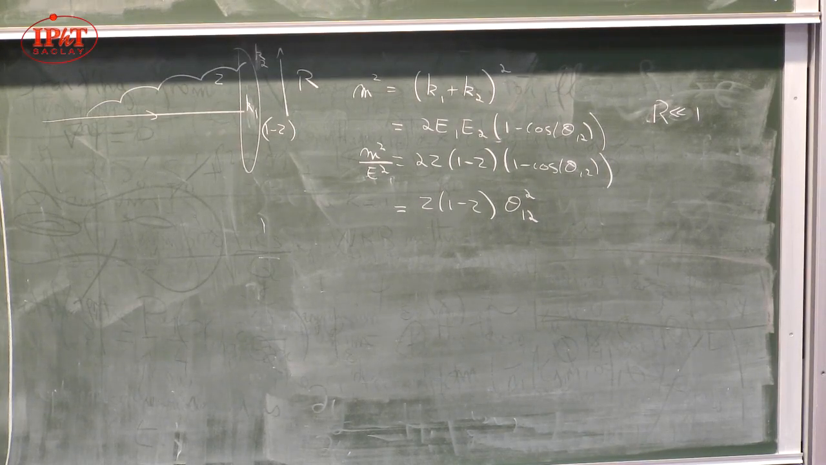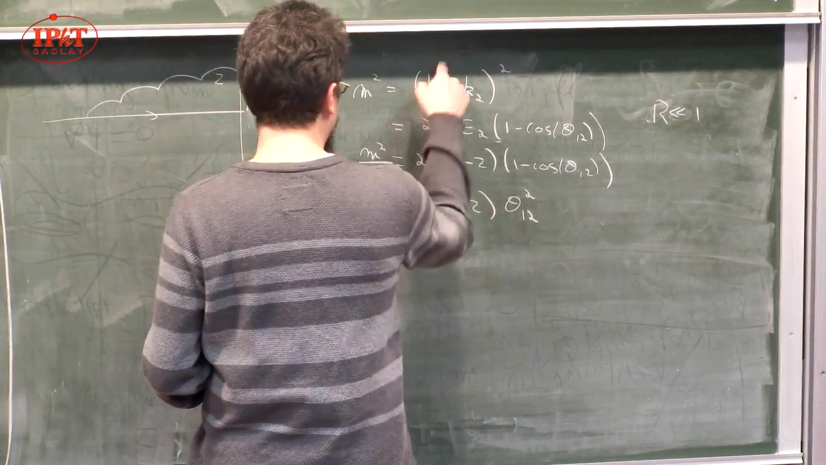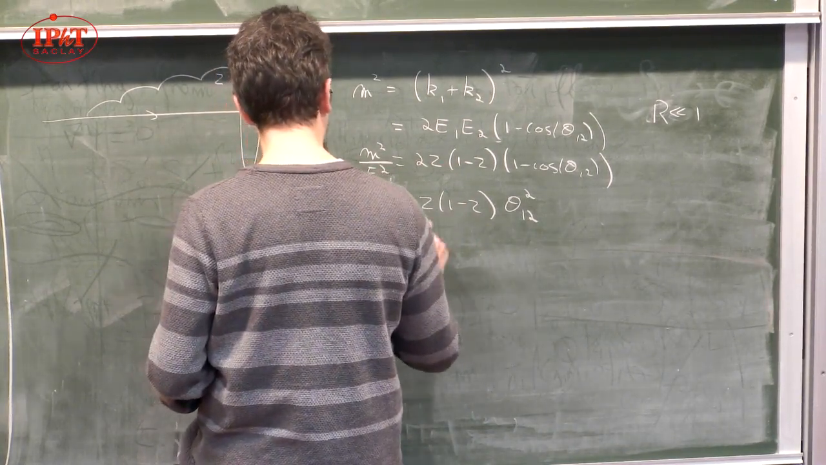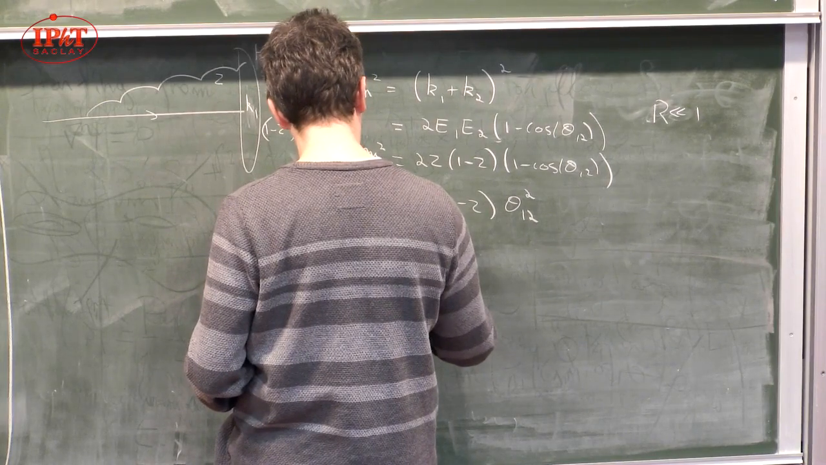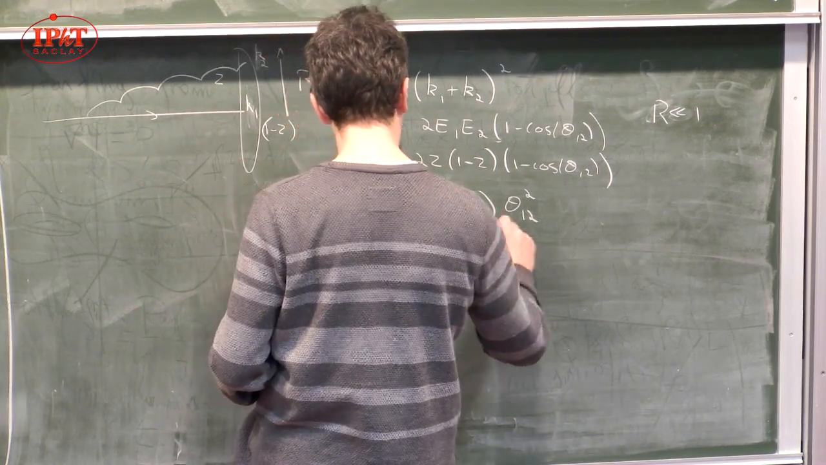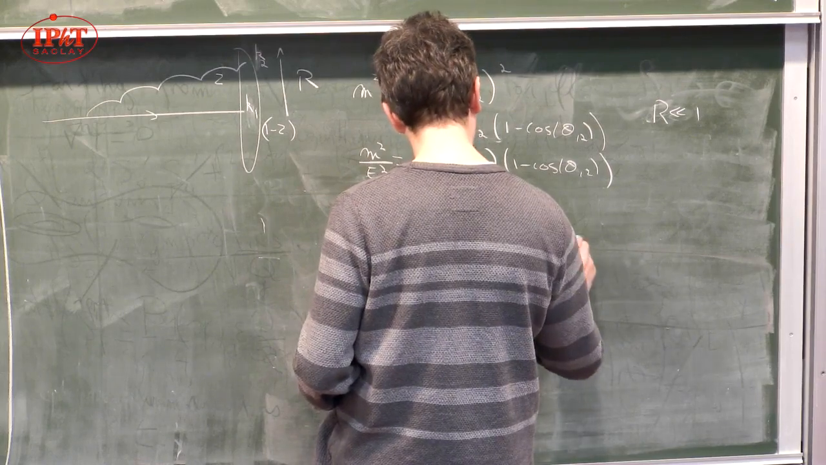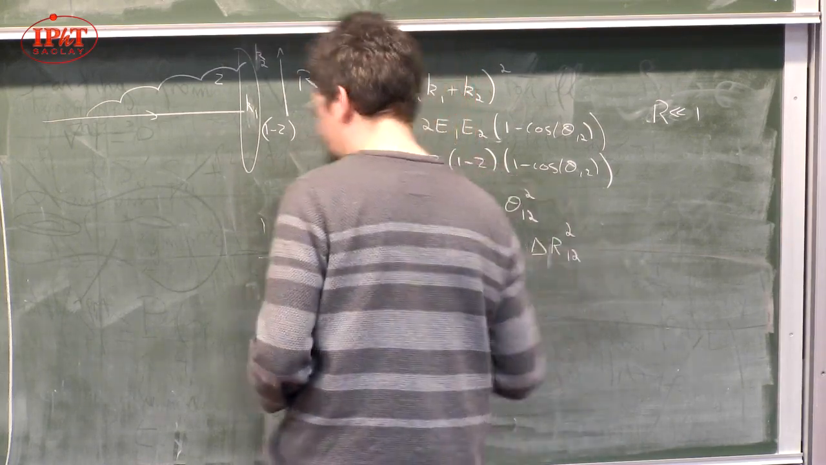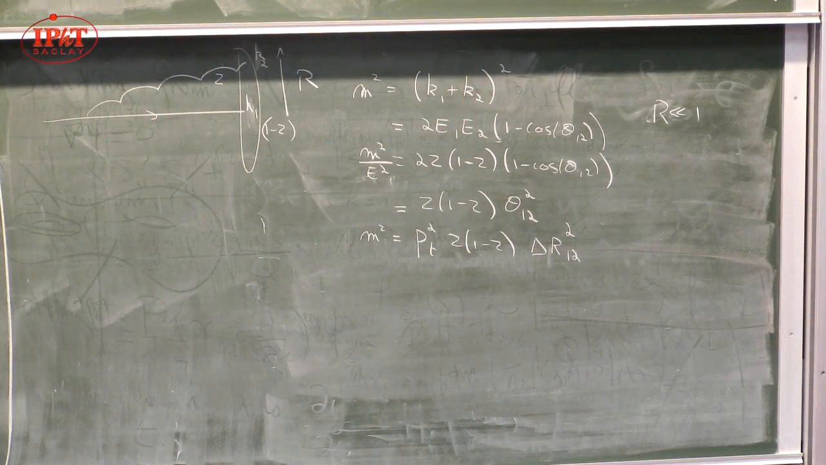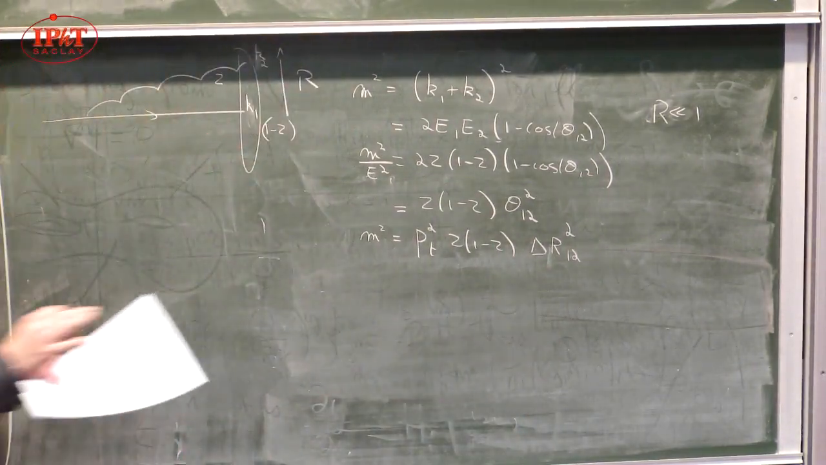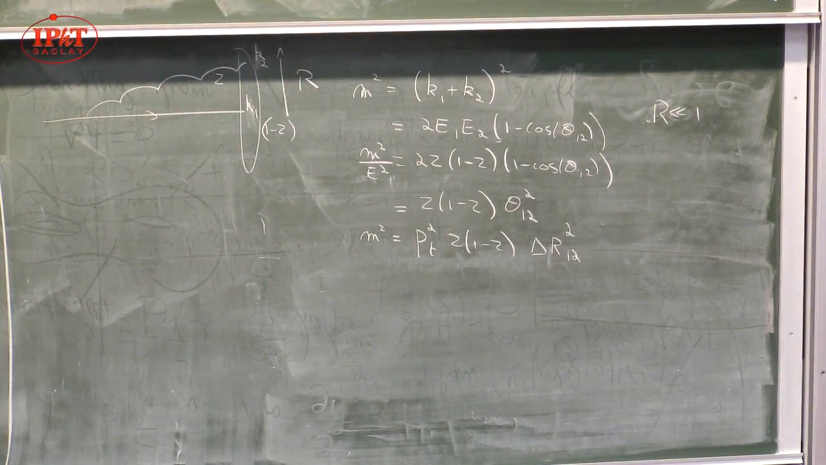No biggie. This would be for an e+e- context. If you do this in a pp collision context, you get M squared equals pT squared times z(1 minus z), and again, theta 1,2 would be delta R 1,2 squared. That's actually easy. If you don't make this assumption, you have to treat the 1 minus cos, which is not exactly the same as this, but I'm going to come back later to this.